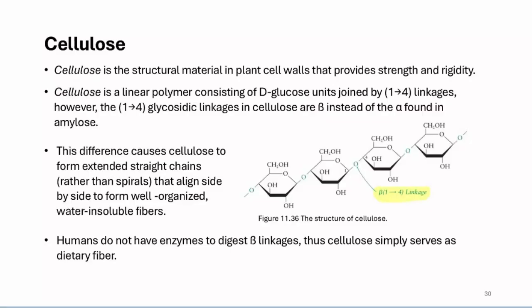Because of this organization, cellulose makes water insoluble fibers. As humans, we do not have the biomolecules, meaning the enzymes, to break apart these beta 1,4 linkages between the glucose molecules present in cellulose. So instead of using cellulose for energy when we are exposed to it through our diet, what humans can do with cellulose is use it as dietary fiber.